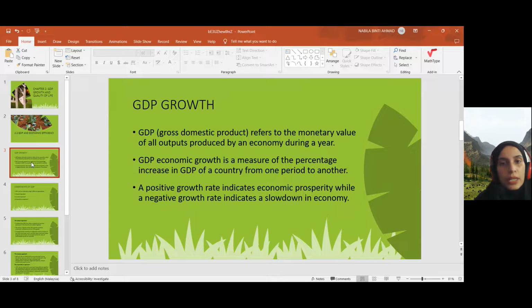GDP, known as gross domestic product, refers to the monetary value of all outputs produced by an economy during a year. And this GDP, economic growth, is a measure of the percentage increase in GDP of a country from one period to another. So whenever we talk about growth, it would be in percentage term. And a positive growth rate indicates economic prosperity, while a negative growth rate indicates slowdown in economy.